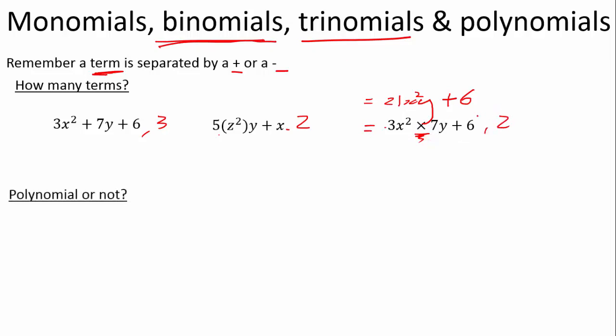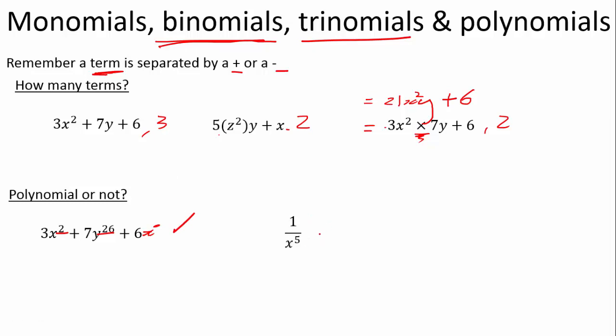So there are 2 terms here. Are the following polynomial or not? 3x squared plus 7y, 26 plus 6. Yes, that's a positive integer, and remember this could be an x to the power of 0, a positive integer. Yes, it is a polynomial.